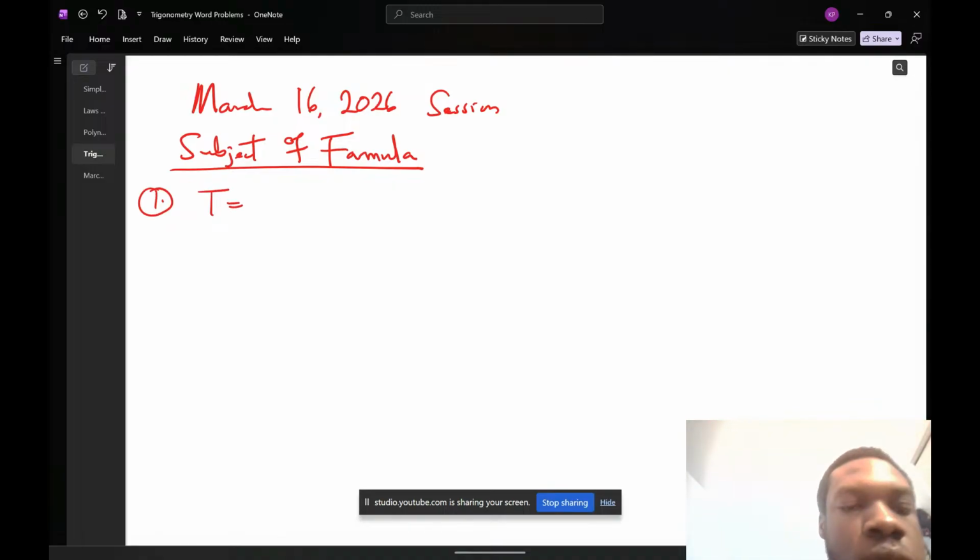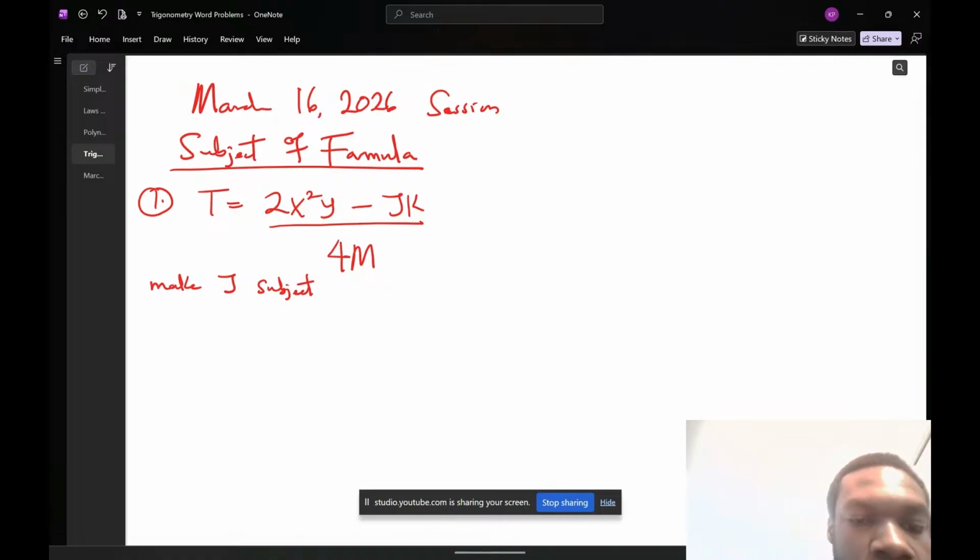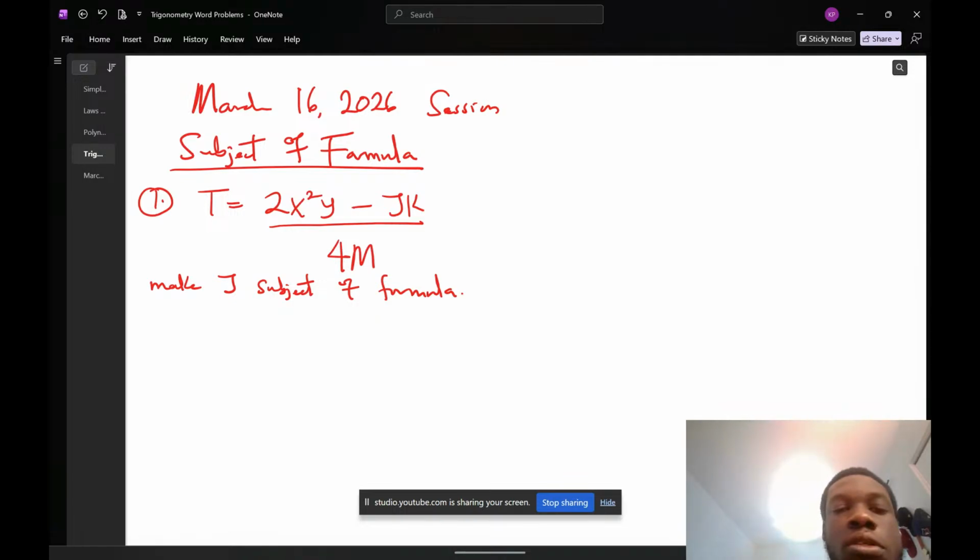T is equals to 2s square y minus jk over 4m, and we have to make, no, let me make this one k. I don't want that to be 2t. So we have to make k subject of formula.